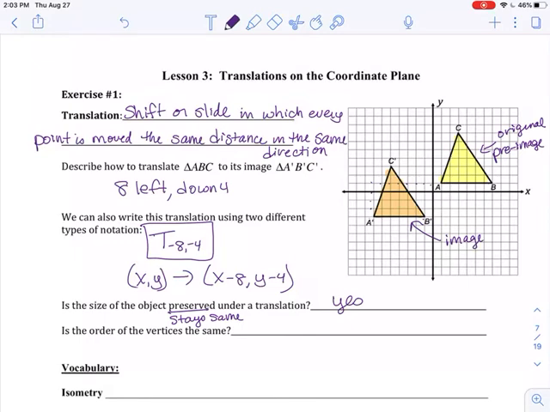Is the order of the vertices the same? So now here's something new. If I was to go clockwise, I start at A, the order of the vertices goes A, C, B. And for the image, I start at A prime, and again I go clockwise, and it goes A prime, C prime, B prime. So yes, the order of the vertices stays the same.